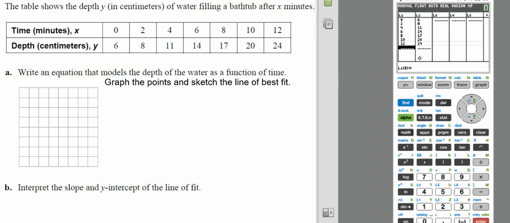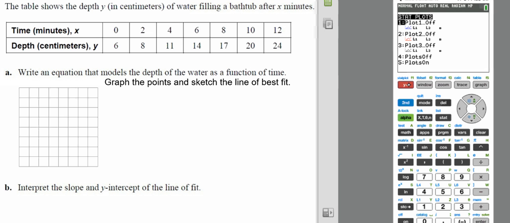So what we're going to do is turn on our stat plot. That's in blue right here. So we're going to hit the blue button and then Y equals. And right now it says off. So we're going to hit enter and turn that on. So we're going to hit On and now our On is highlighted.